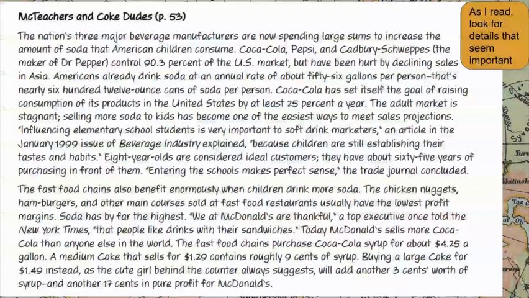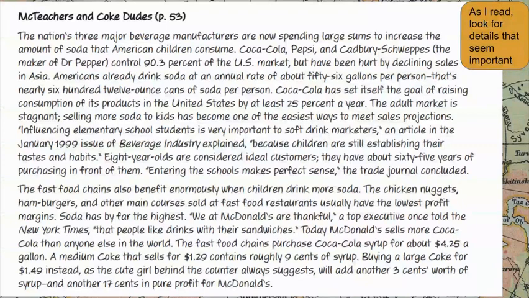The nation's three major beverage manufacturers are now spending large sums to increase the amount of soda that American children consume. Coca-Cola, Pepsi, and Cadbury Schweppes, the maker of Dr. Pepper, control 90.3% of the US market, but have been hurt by declining sales in Asia. Americans already drink soda at an annual rate of about 56 gallons per person. That's nearly 600 12-ounce cans of soda per person.